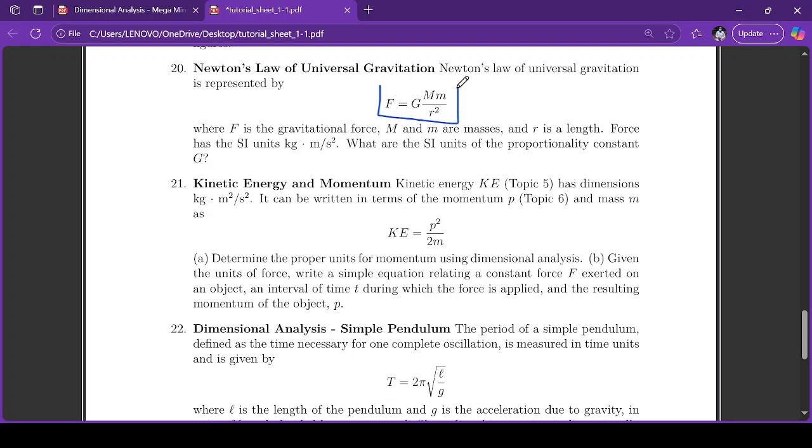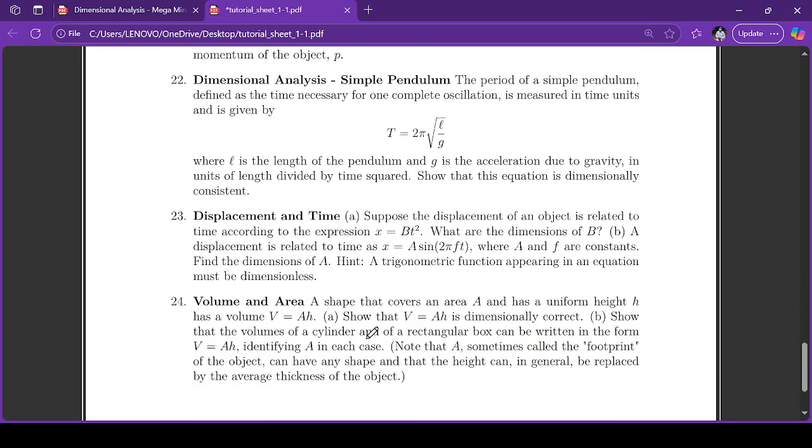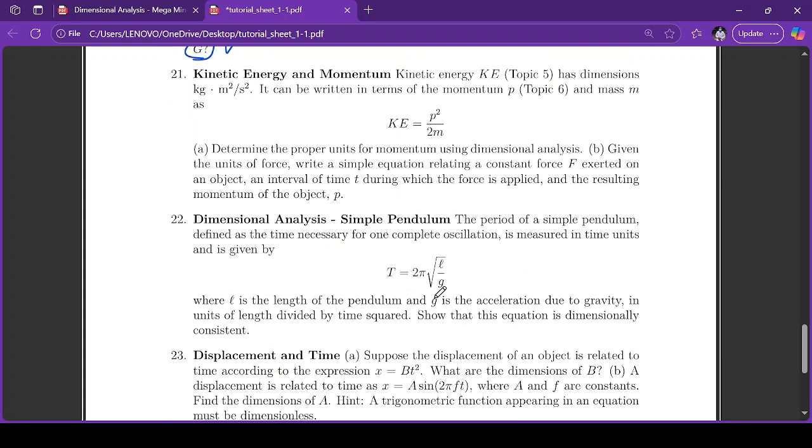This one we have already answered. We have found the units for G, so we're done with this. And then I want to answer this one. All the questions are simple and nice.